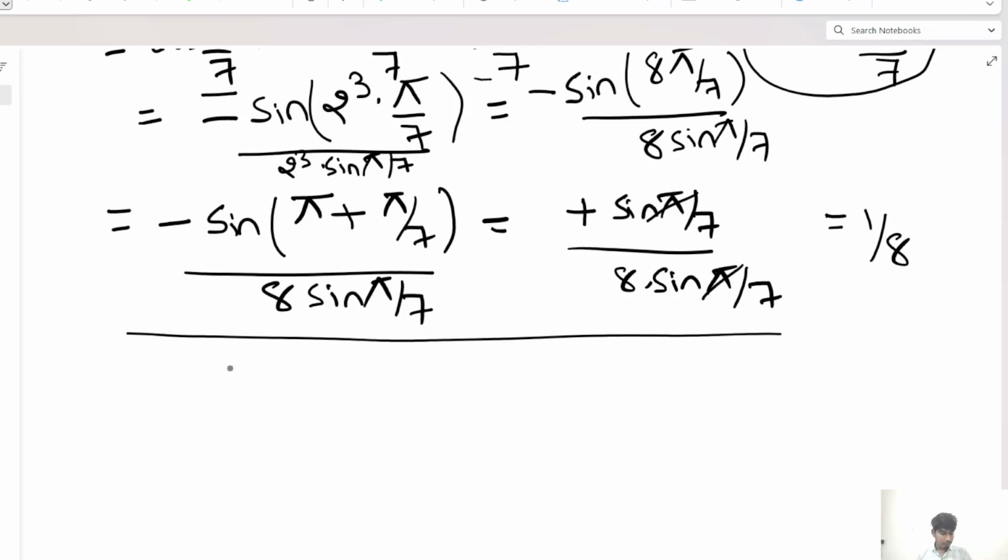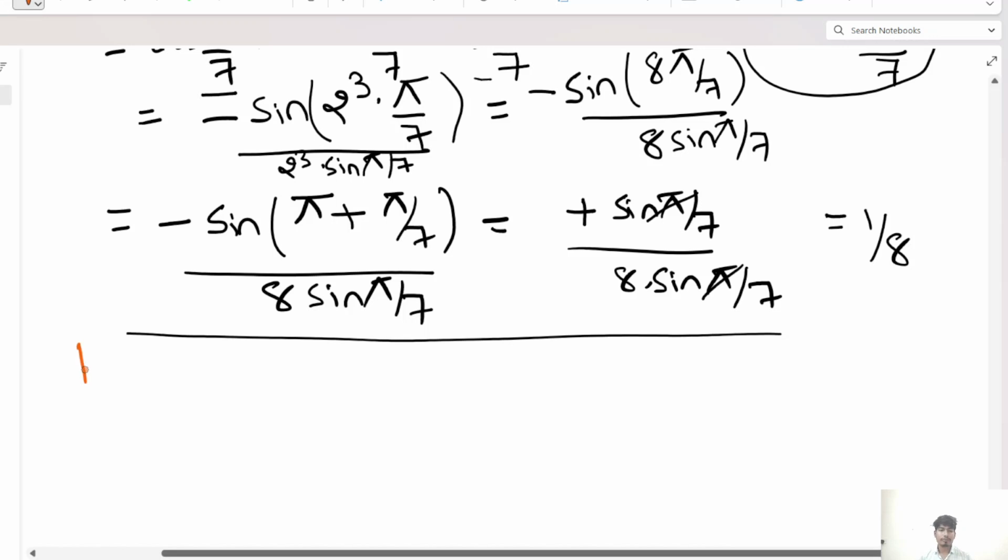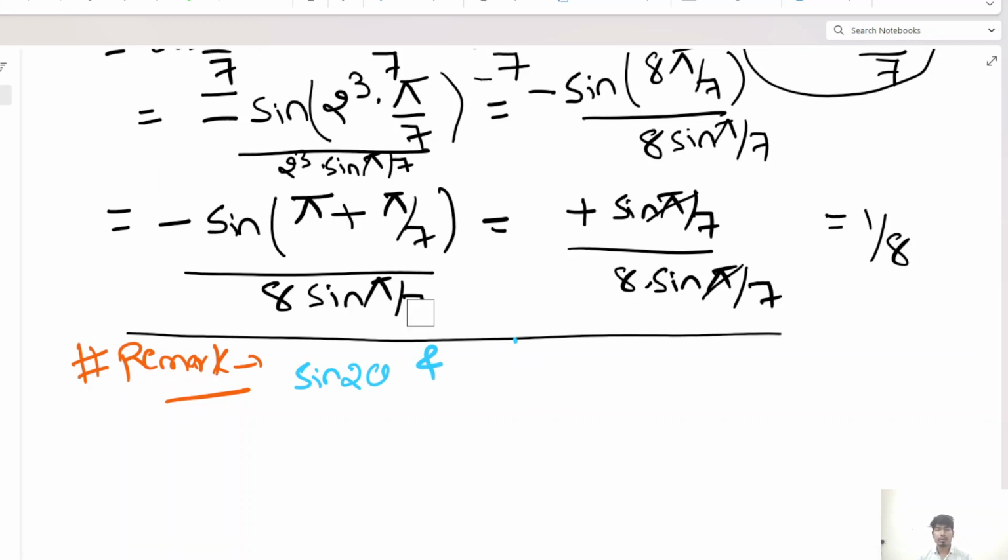Our next topic is one more remark. What is the remark? It is about sin 2 theta and cos 2 theta, sorry, not tangent 2 theta. Sin 2 theta and cos 2 theta in the form of tan theta.